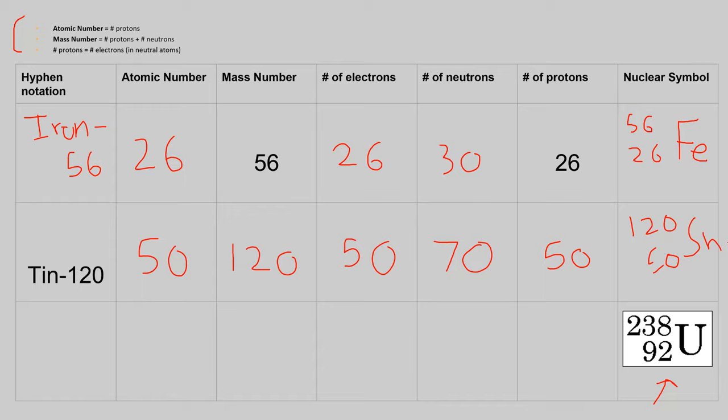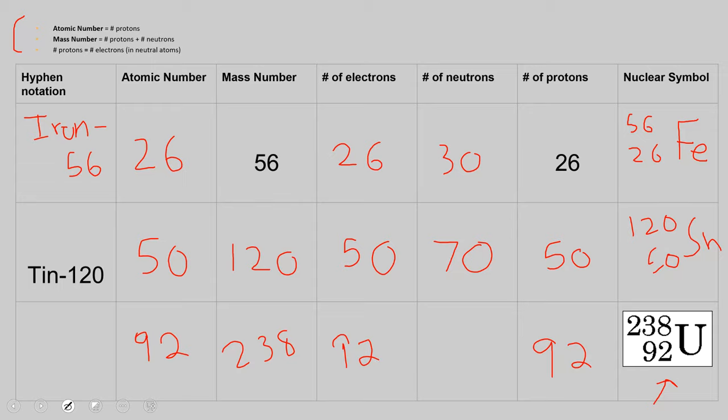This one we're given nuclear symbols, so we're given information in a different look. And then we need to fill everything else out. So easy stuff here. The top number is the mass number. Let's put 238 in this box. We're also given 92 as our atomic number. If we know our atomic number, we know our number of protons. Then also, if we know our protons, we know our electrons, 92.